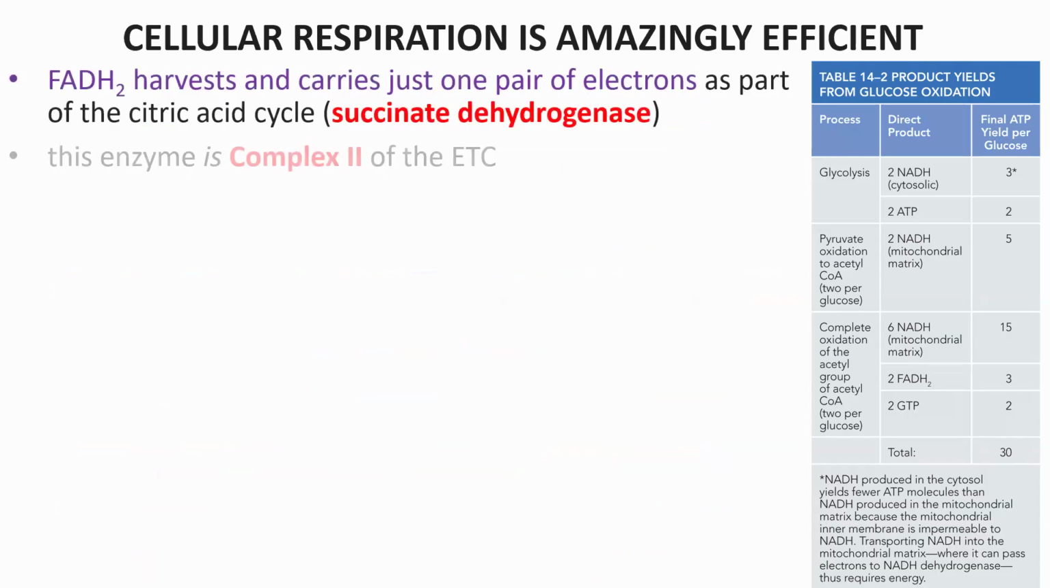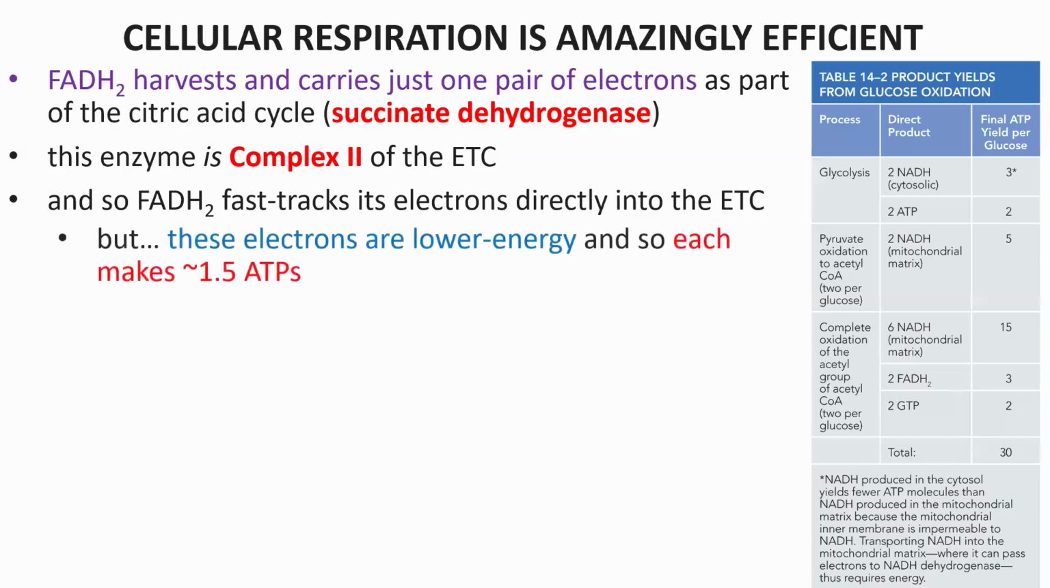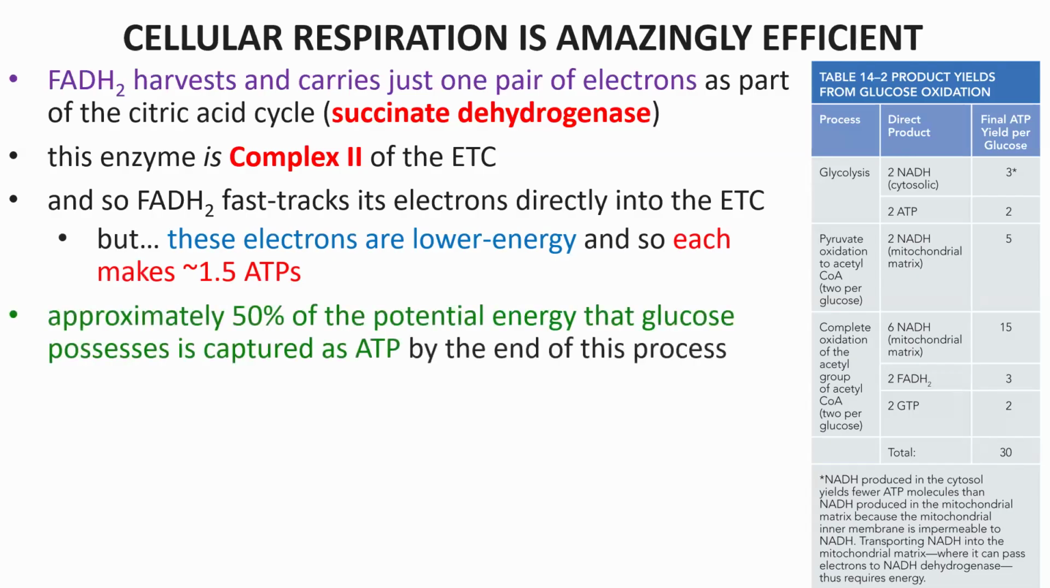And again, I just mentioned that succinate dehydrogenase keeps its electrons on FADH2. Succinate dehydrogenase is complex 2 of the ETC. It's going to give those electrons to CoQ and shuttle them to complex 3. So they fast track directly into the ETC, bypassing complex 1 completely. And because of that, they're lower energy electrons. And like I said, we can only make 1.5 ATPs per FAD carried electron.